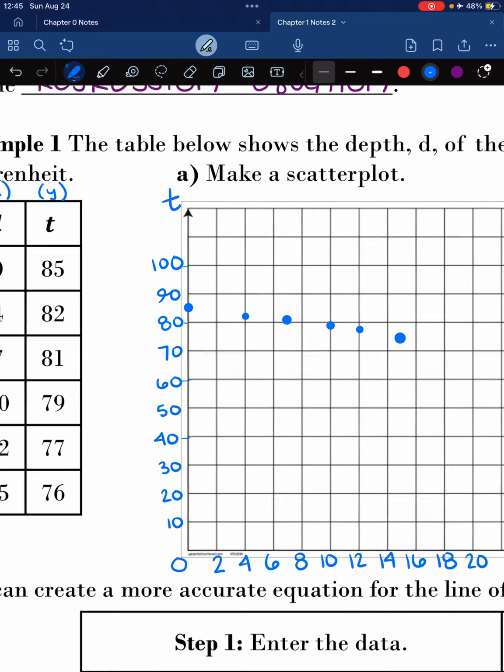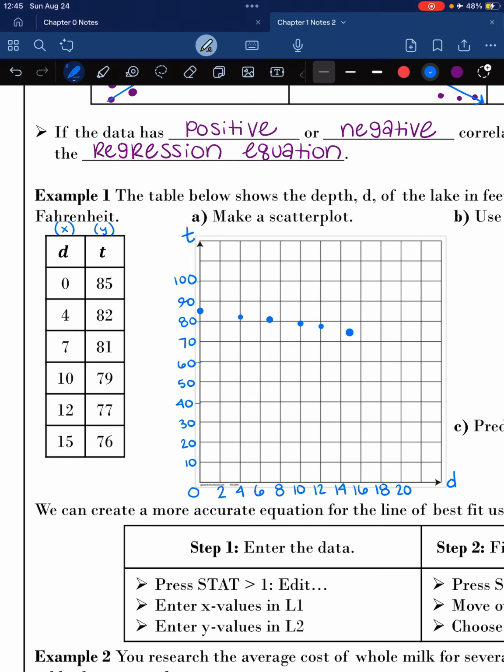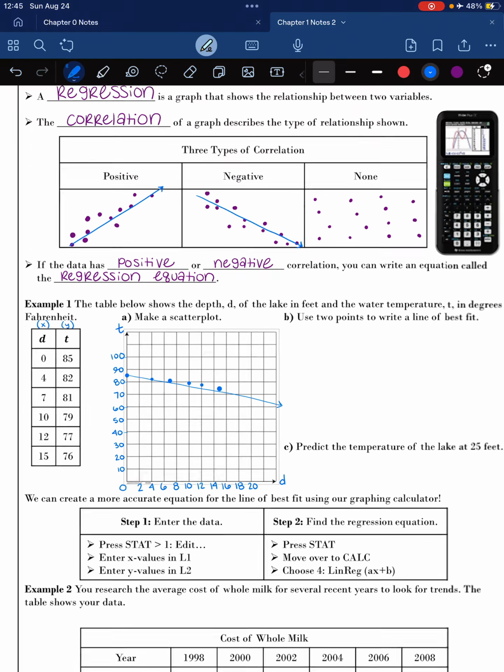Okay, this definitely doesn't form a perfect line, but I can definitely tell it's going down a little bit, and it looks pretty linear, so I'm just gonna do the best I can to draw a line that goes down. Mostly goes through those points. Maybe I could have used a straight edge to draw that a little better.